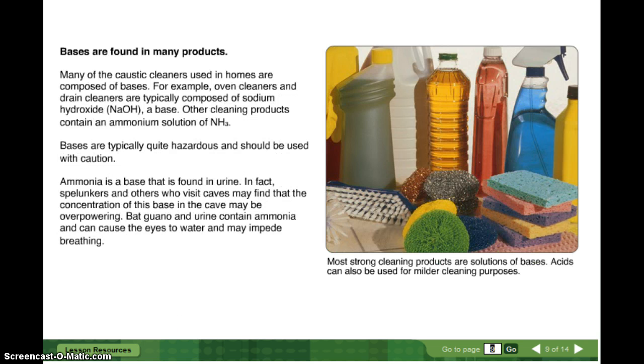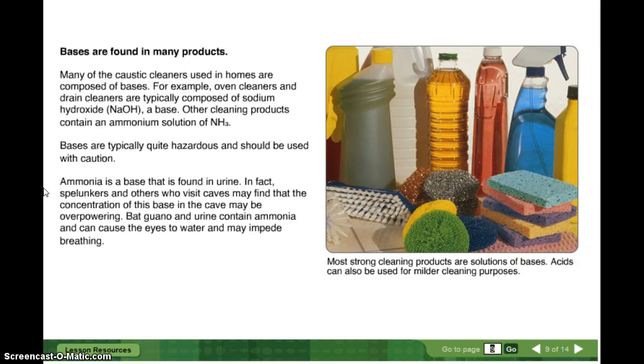Bases are found in many products. Many of the caustic cleaners used in homes are composed of bases. So caustic means that it can burn the skin. Both an acid and a base can be caustic. For example, oven cleaners and drain cleaners are typically composed of sodium hydroxide, NaOH, a base. Other cleaning products contain an ammonia solution, NH3. Bases are typically quite hazardous and should be used with caution.